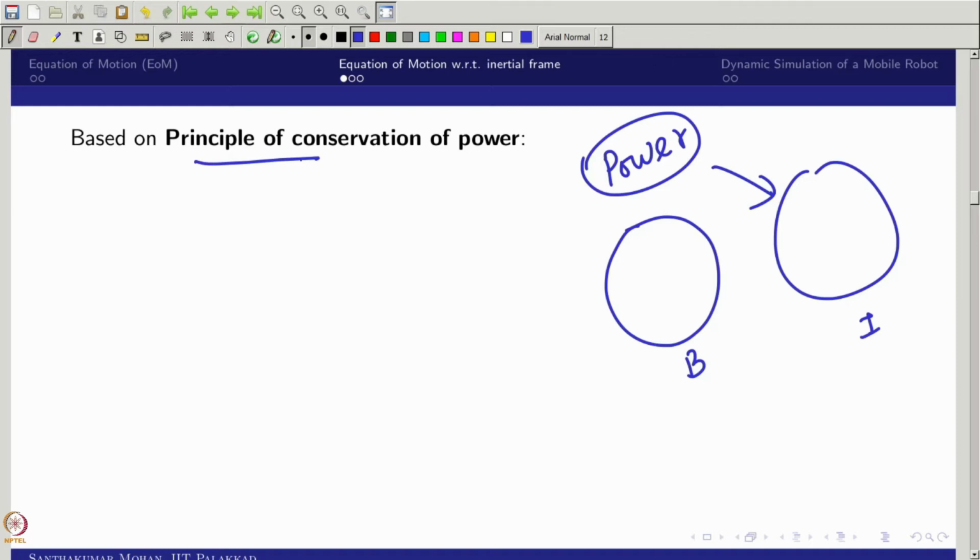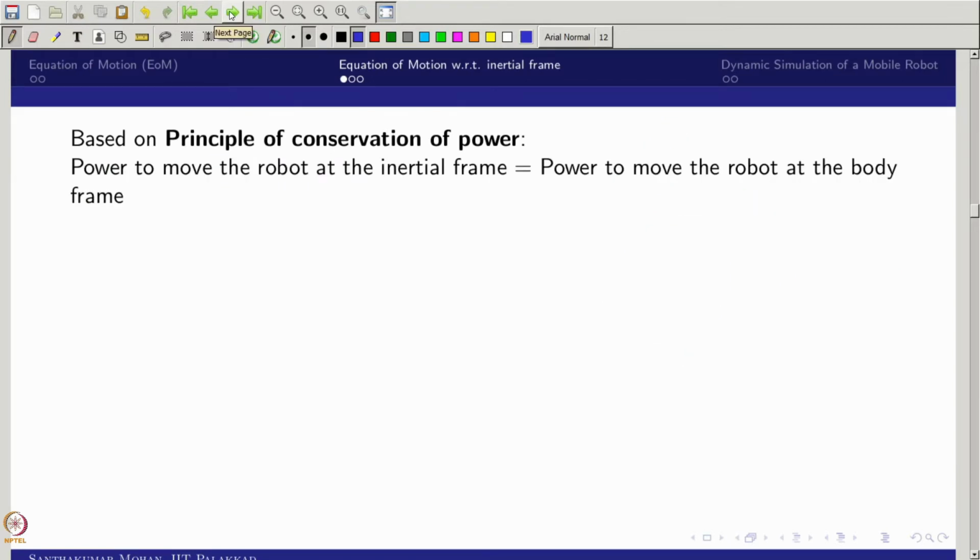As long as we assume there are no losses, we can bring in the principle of conservation of power. Then one can write that the power to move the robot in the inertial frame must be equal to the power to move the robot in the body frame. So what is the power relation? You know the velocity and forces, or you can say the input vector and the velocity vector. In the body frame, the velocity vector is zeta. In the inertial frame, it is eta dot, right? And the input with respect to the body frame, we have already written as tau, right?